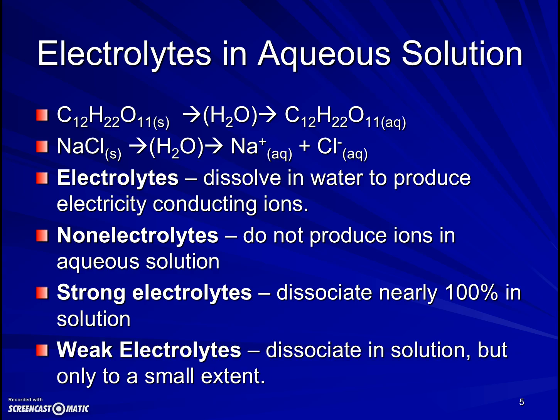A weak electrolyte, and a lot of acids and some bases fall into this category, will dissolve completely in water, but not all of the molecules separate into ions. Maybe 90% of them act like sugar and stay together, and only 5 or 10 or so percent of them break apart as ions. So a 1 molar solution of sugar won't conduct electricity. A 1 molar solution of salt will conduct electricity very well. And a 1 molar solution of a weak electrolyte like acetic acid, which we find in vinegar, will conduct electricity a little bit, but not nearly as well as the salt solution.